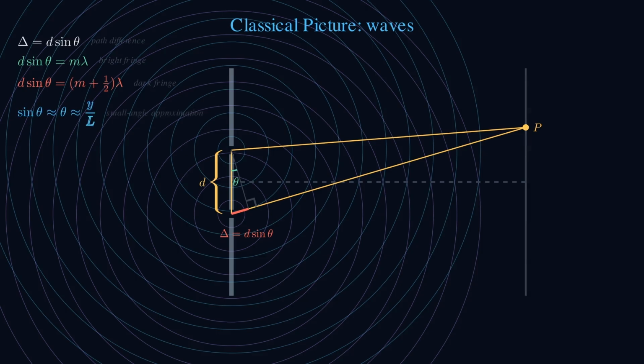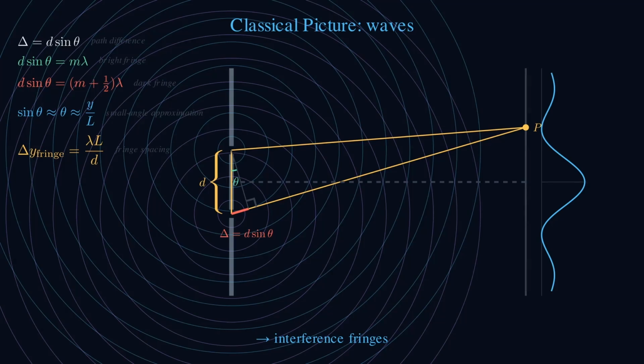For small angles, sine theta is approximately theta, which is approximately y over L, where y is the position on the screen and L is the distance from slits to screen. Putting it together, the spacing between consecutive bright fringes is delta y equals lambda times L over d. A simple, exact prediction. Stripes of bright and dark, evenly spaced. So far so good. Bullets, two clumps. Waves, fringes. Two completely different signatures.